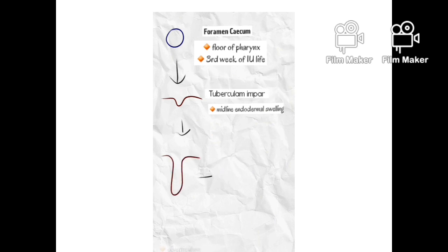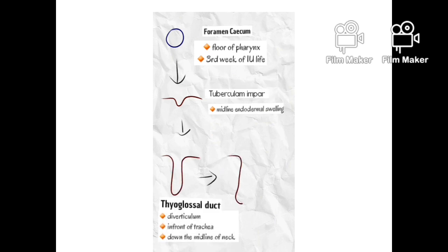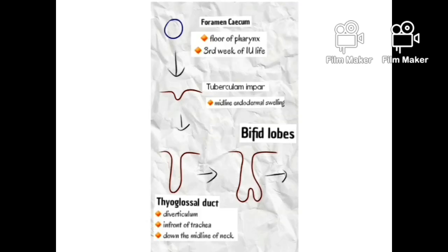This thickening soon depresses to form the thyroglossal duct. The duct descends in front of the neck. By the 7th week, it reaches its position and the tip bifurcates and gradually proliferates.